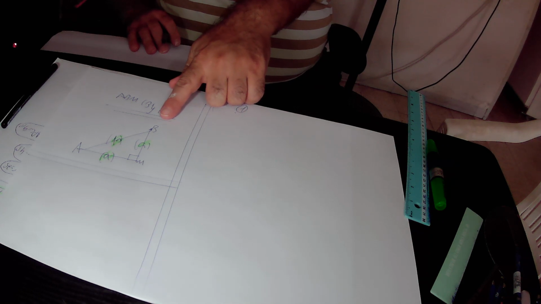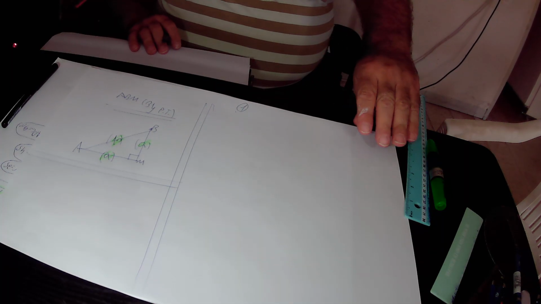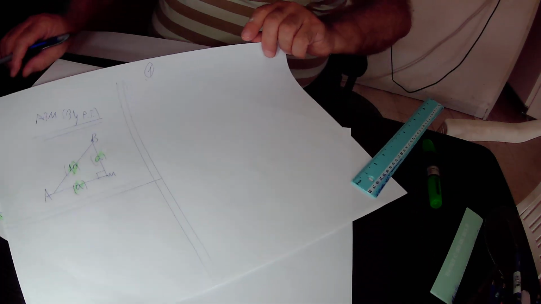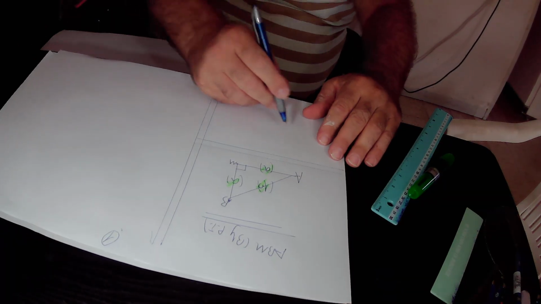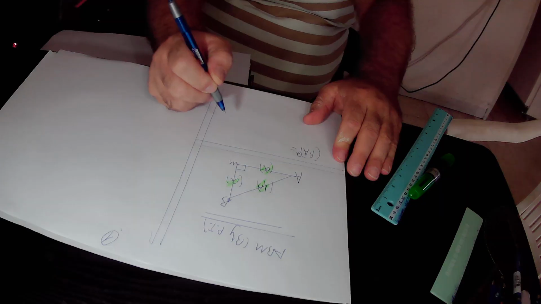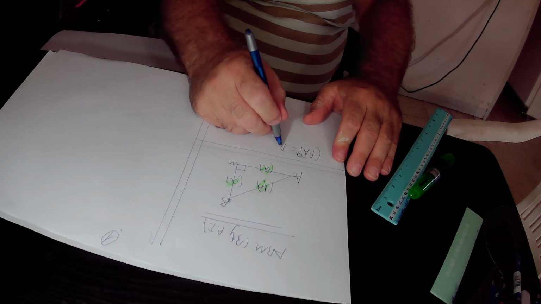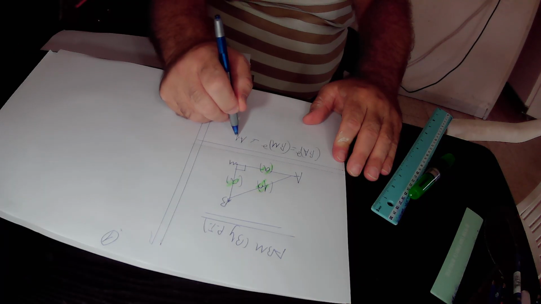In this right triangle ABM, according to the Pythagoras theorem, BA squared, that is the square of the hypotenuse, equals BM squared plus MA squared. So write it down. BA squared, that is the square of the hypotenuse, equals BM squared plus AM squared.